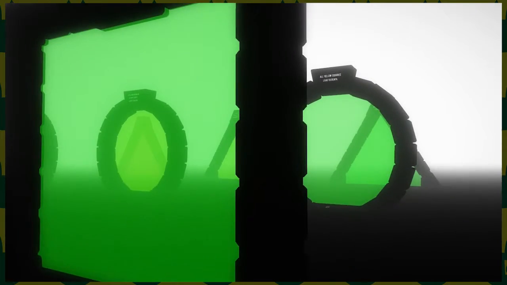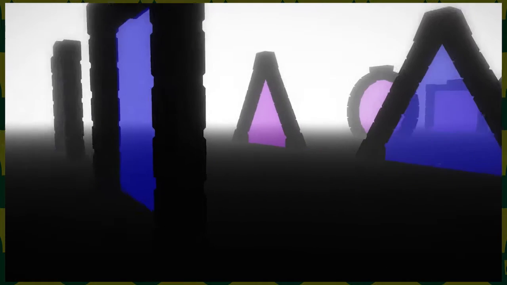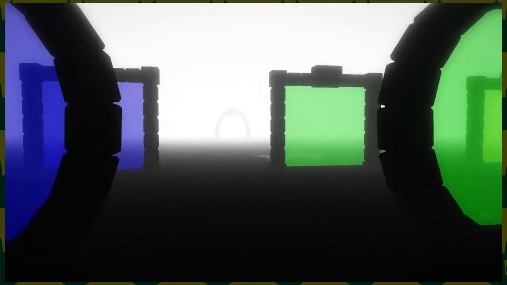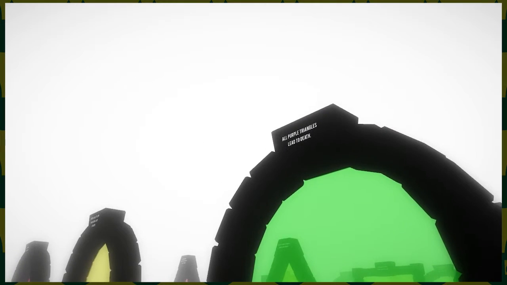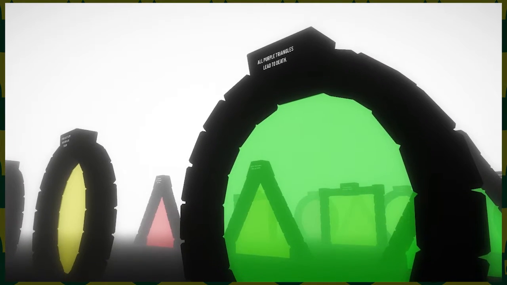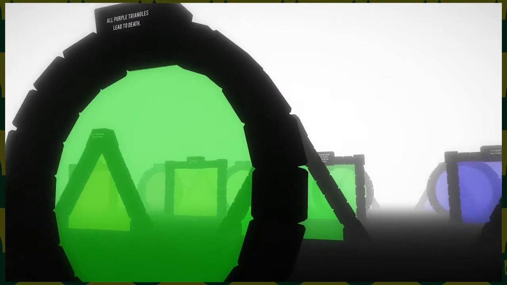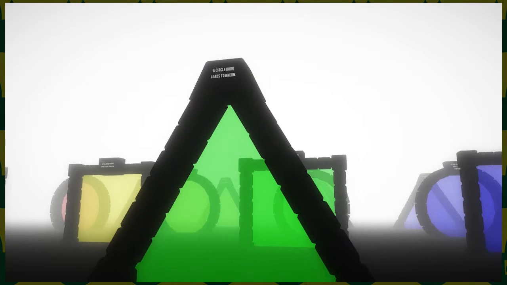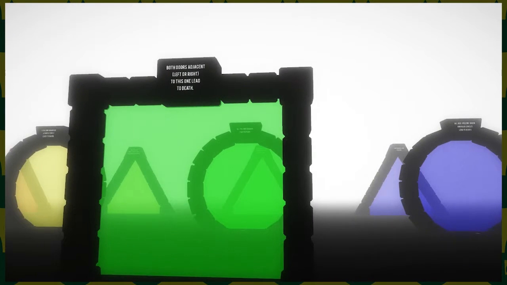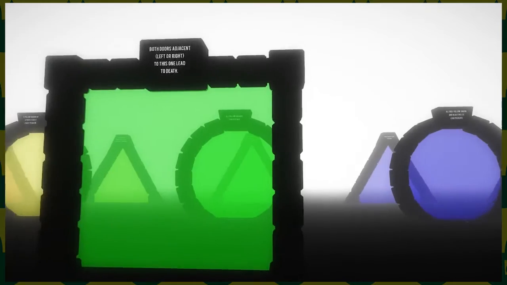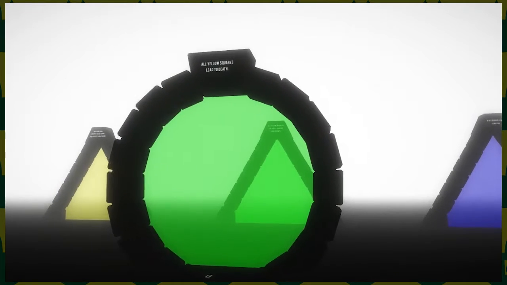A yellow door leads to... Okay, no. Let's see if I can learn something about these... Was it squares or was it circle? It's a circle. A green circle is what I'm looking for. Is it you? All purple triangles lead to death. That's correct. A circle door leads to Bacon. That's correct. Both doors adjacent to this one lead to death. Yes, that's correct. That's correct.